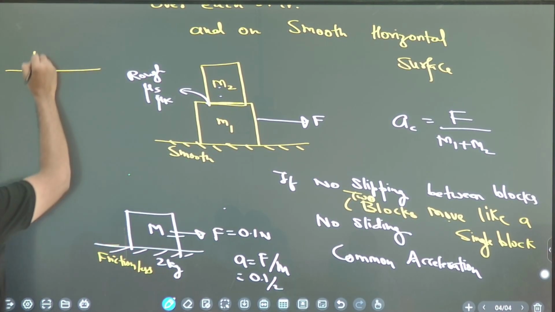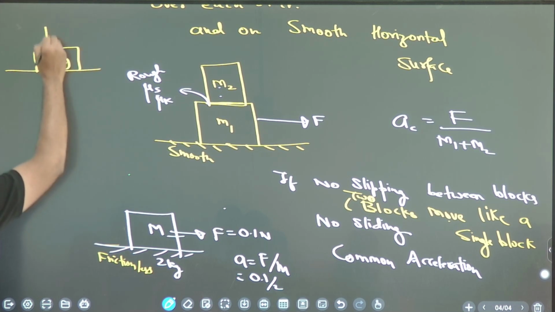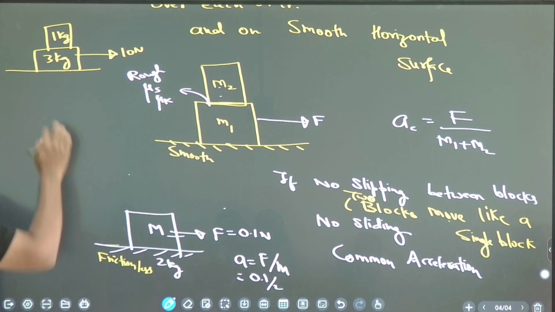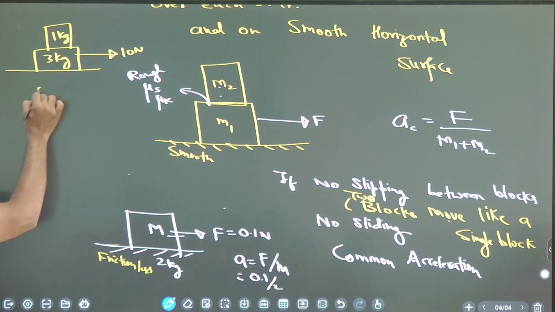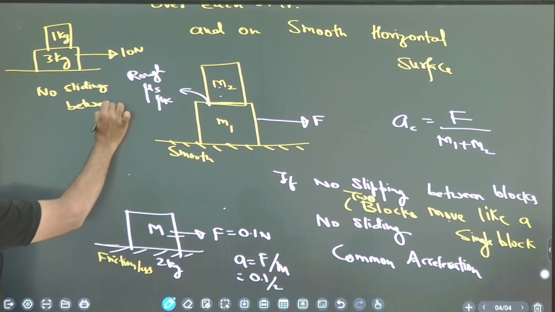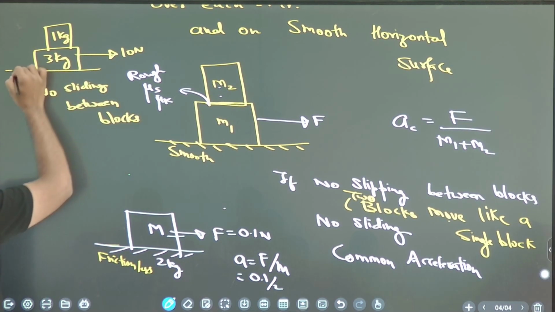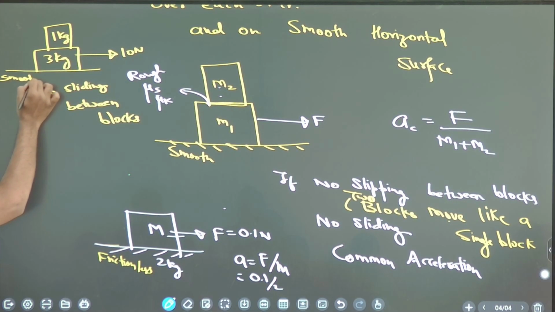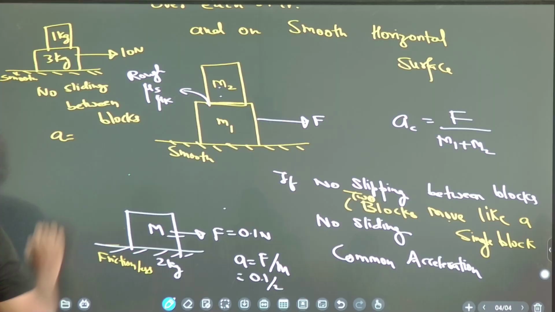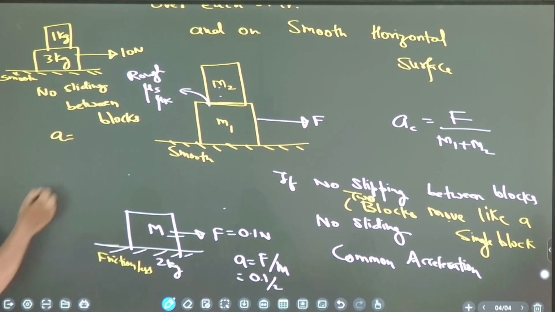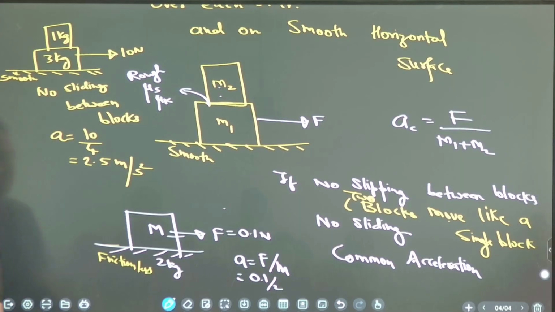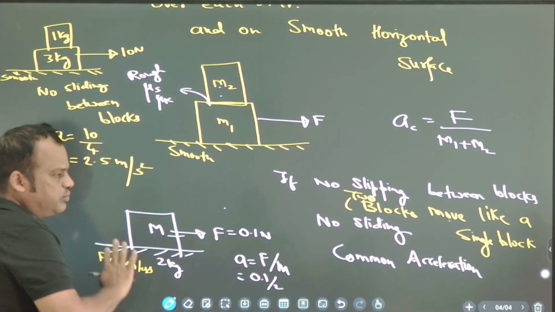For example, you have 3 kg here, this is 1 kg, and you are exerting 10 Newton. And there is no slipping, no sliding between blocks, and this horizontal surface is smooth. So what is the common acceleration? Tell me. 10 by 4 means 2.5. Okay, clear? 2.5.